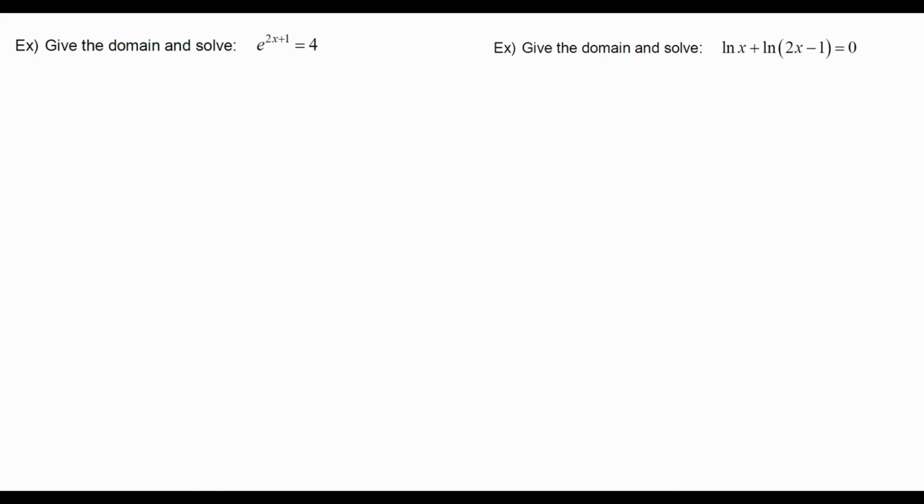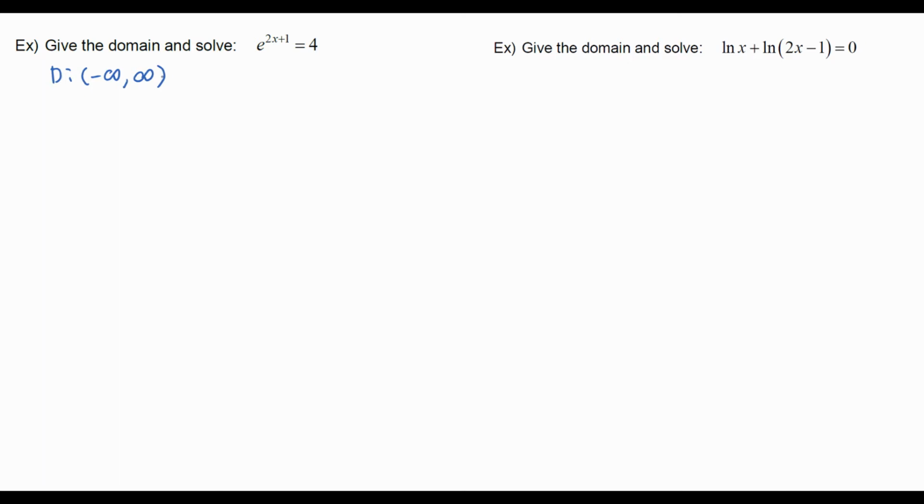Let's try a couple of algebra review problems. Give the domain and solve e to the 2x plus 1 equals 4. So what is the domain? Since this is an exponential expression, the domain is still all real numbers. So the domain is negative infinity to positive infinity. And let's solve that. How do you solve it?